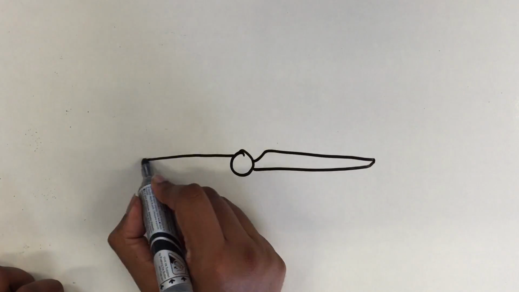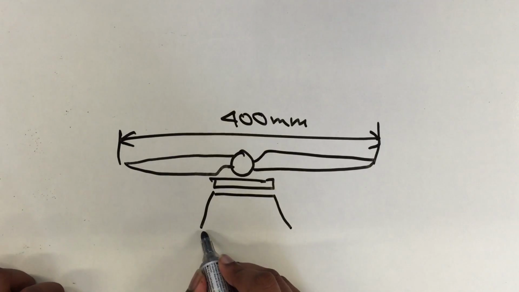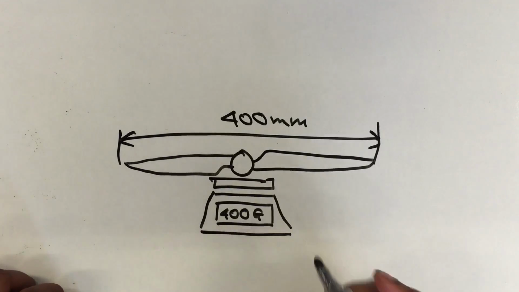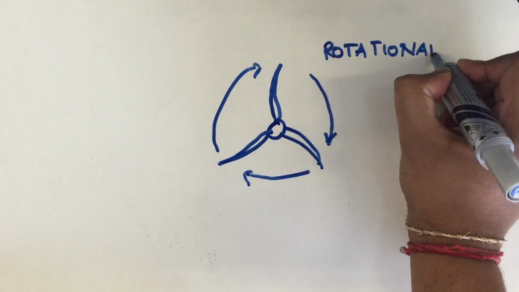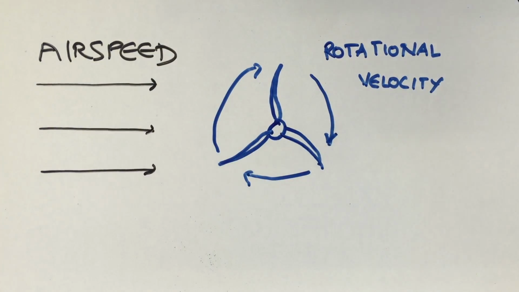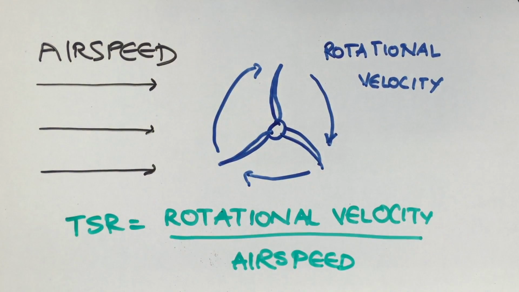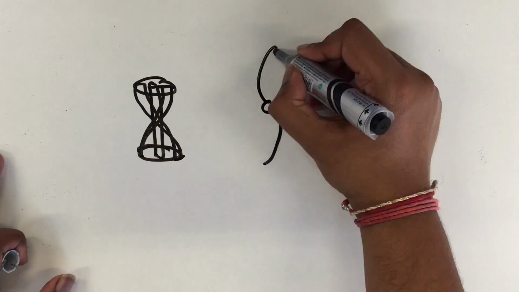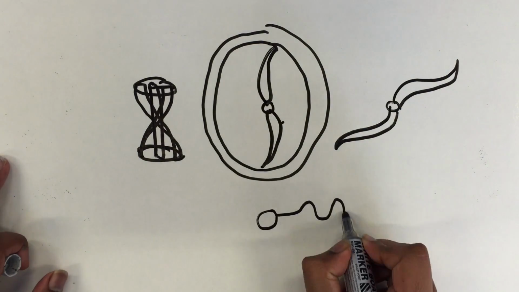The turbine needed to be no more than 400 millimeters in diameter and have a total weight less than 400 grams. The blade needed to be optimized for best performance at a tip rotational velocity of 3 to 8 times the incident wind speed. This number is known as the tip speed ratio, or TSR. Additionally, we were told that creativity would be considered favorably as part of our assessment.